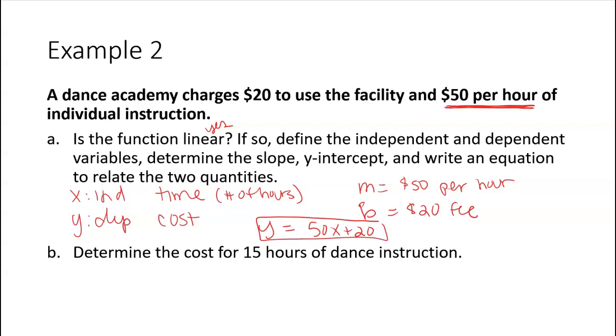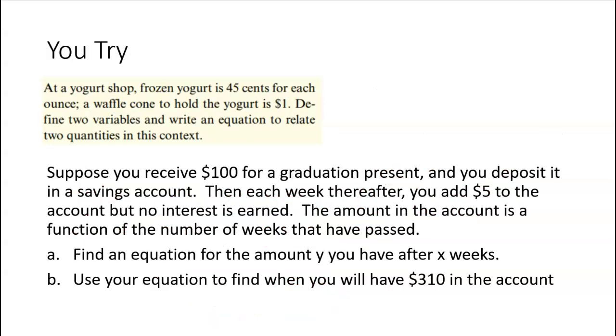Determine the cost for 15 hours of dance instruction. Well, 15 hours, hours is our x. So what is the cost? So y equals 50 times 15 plus 20. So it would be $770. Go ahead and give these problems a try. Press play when you're ready to see the solution.